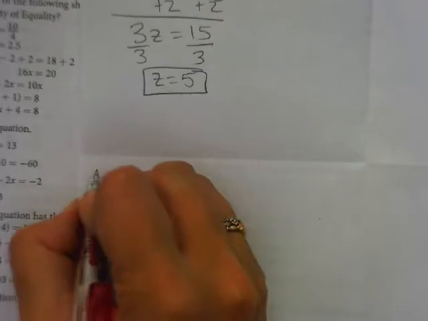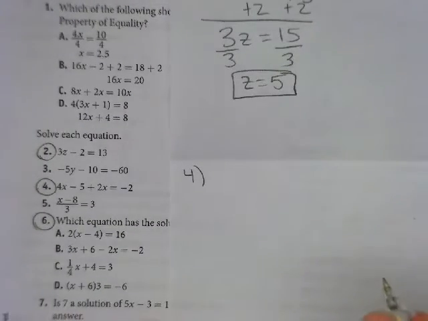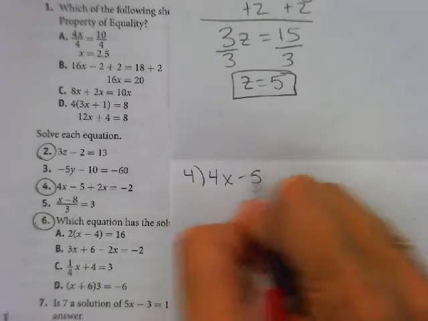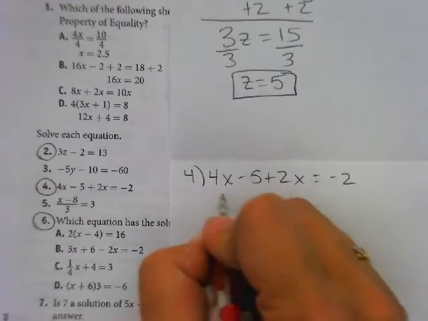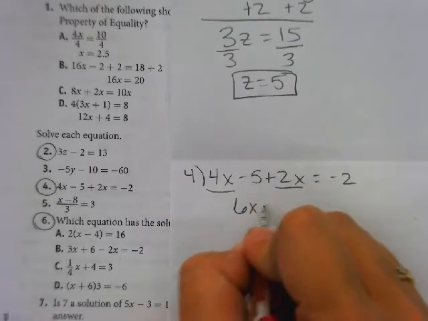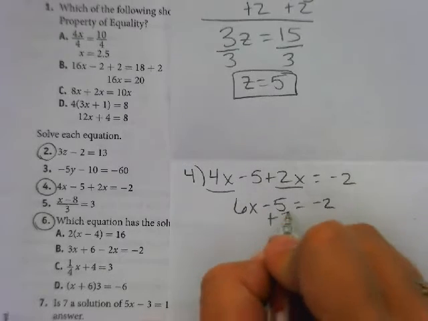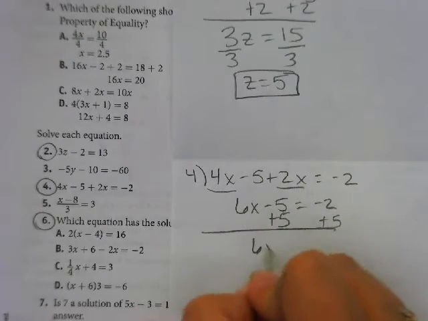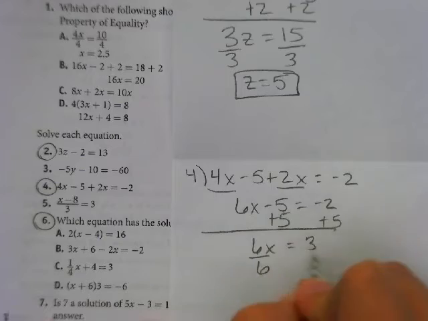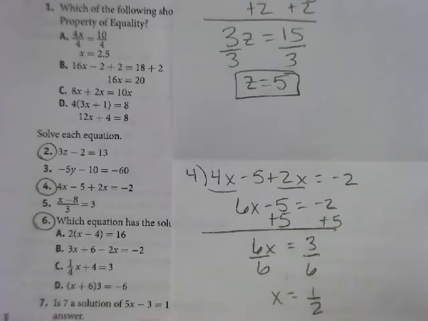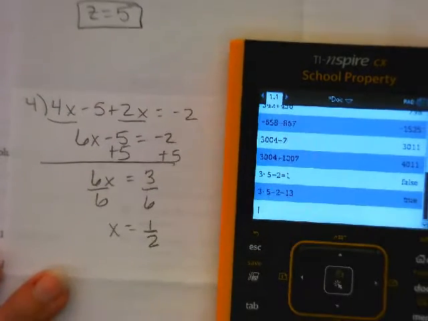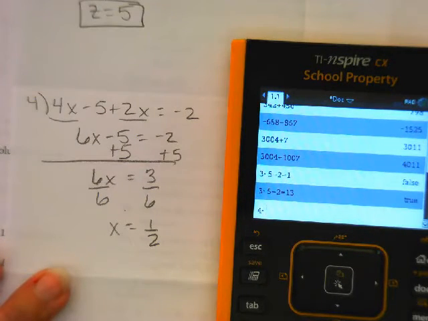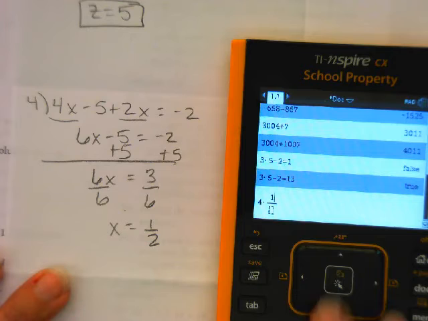Number 4 says 4x minus 5 plus 2x equals negative 2. We're going to have to collect like terms here. 6x minus 5 equals negative 2. Undo the add subtract. Undo the multiply divide. X is 1/2. And again, you can plug that in. If you want to do a fraction in the calculator, control divide will in fact do that. Or this is a nice, pretty fraction. You could say times 0.5.